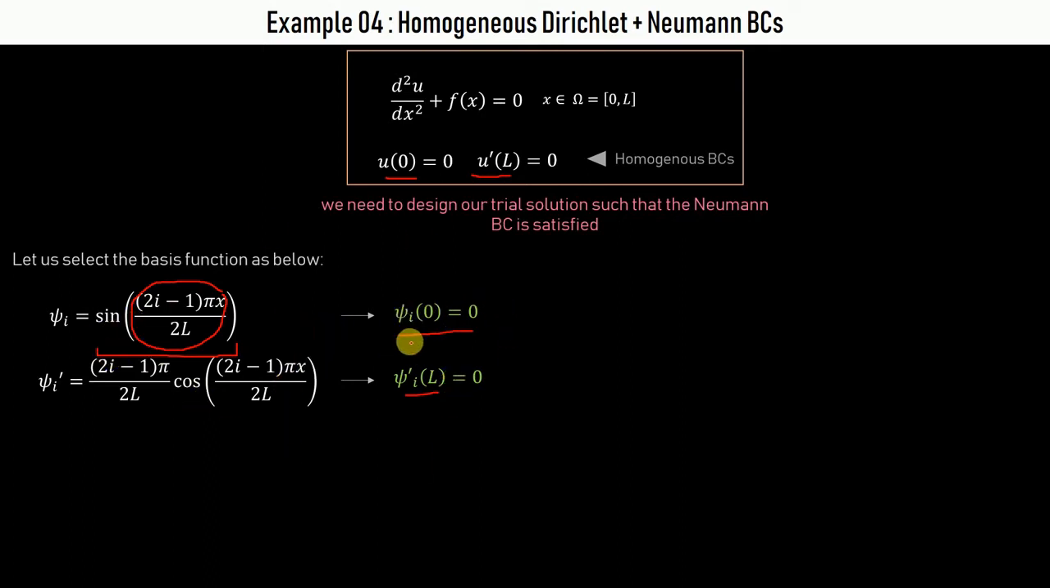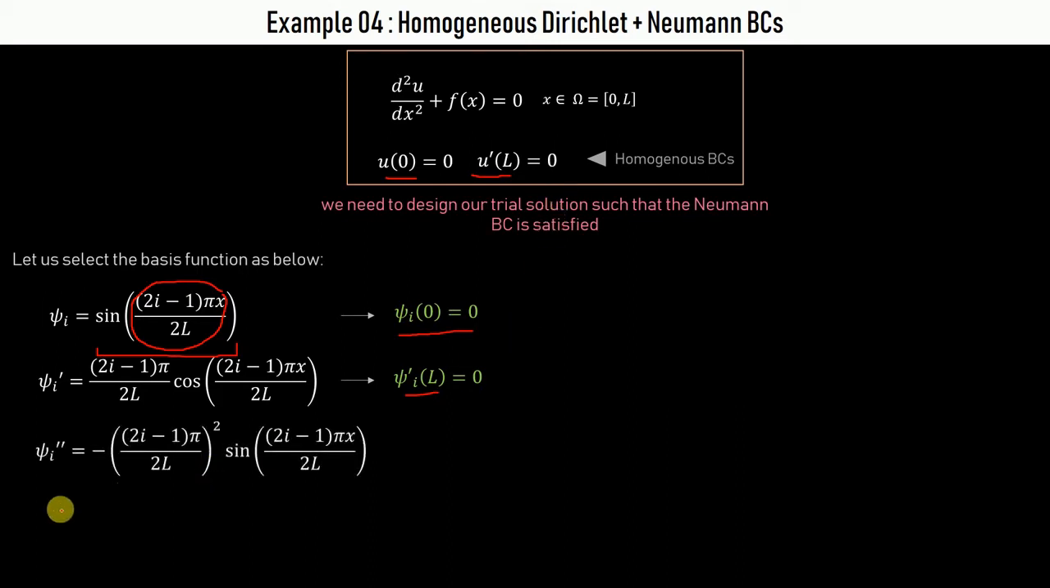So we have seen that for the part of the boundary at which the essential or Dirichlet boundary condition has been specified, the value of all the basis functions should be 0 at that location, or that part of the boundary. Similarly, if you want to satisfy the Neumann boundary condition, then the first derivative of a basis function should be 0 at those parts of the boundary at which the Neumann boundary condition has been specified.